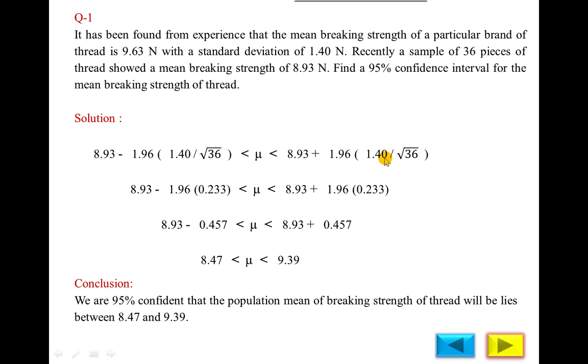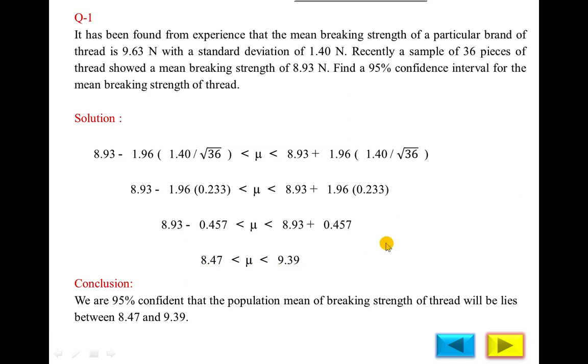And on the right-hand side, all the values are the same. Simplify: first this term in brackets, multiply by this value, then subtract from the mean on the left-hand side and add to the mean on the right-hand side. You will obtain the lower and upper value of the population mean. So we are 95% confident. The question is to find the 95% confidence interval. So the conclusion will be: we are 95% confident that the population mean of breaking strength of thread will lie between 8.47 and 9.39.